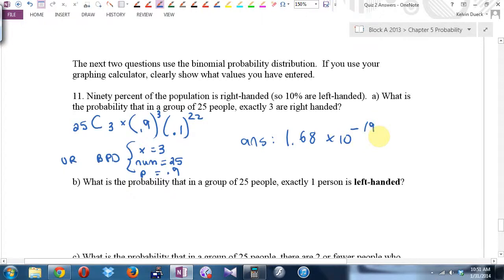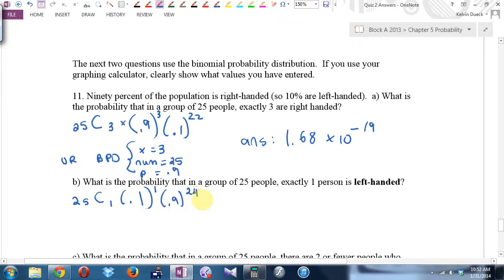(1.68 × 10⁻¹⁹). Okay. B says, what's the probability in a group of 25 people exactly one person is left-handed? This is what I really meant to ask. So you can go like this: 25 people, choose one lefty. What's the probability that you're left-handed? 0.1. One of them. 0.9.